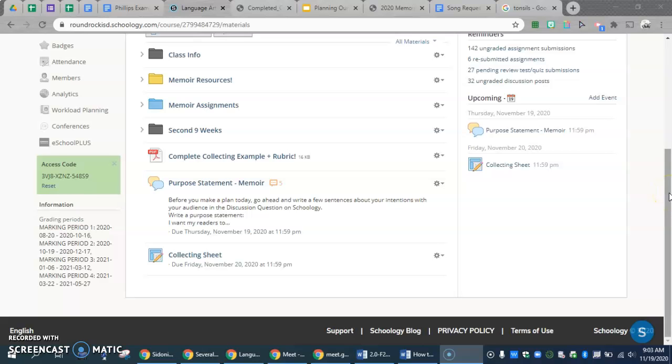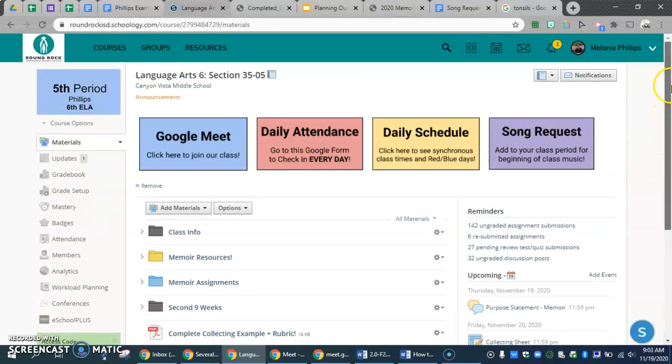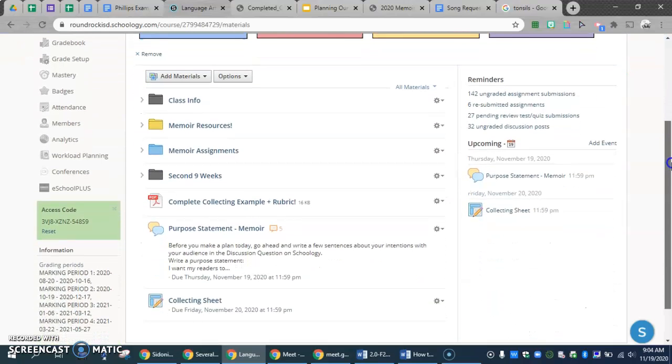Hey everybody, I just wanted to make sure that everyone knew where to find everything for this collecting sheet that is due on Friday at the end of the day. So this is my example class. We got 5th period here, but it should be the same in all periods. So I have pulled everything out of folders so that it's easy to find.